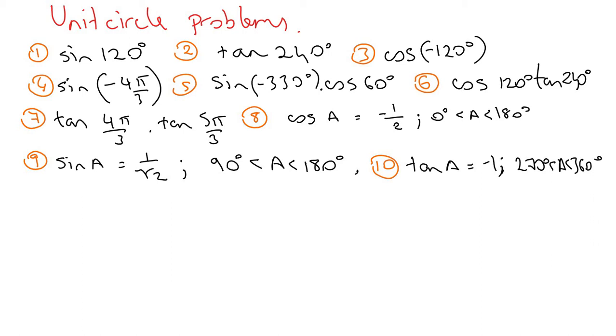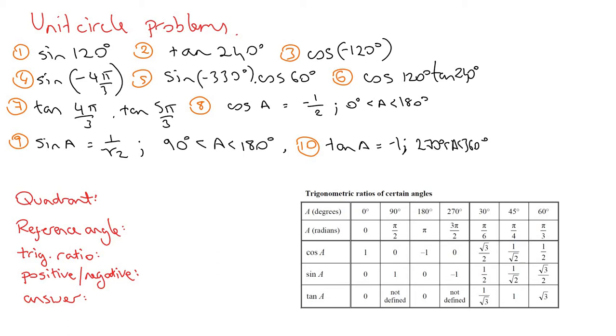The main thing is to follow the same strategy we looked at before, which was to start by finding the quadrant that the angle is in. Then we need to find the reference angle, then the trigonometric ratio using the common triangles, and then we see whether it's positive or negative based on its quadrant, and then we have the final answer when we put that all together.